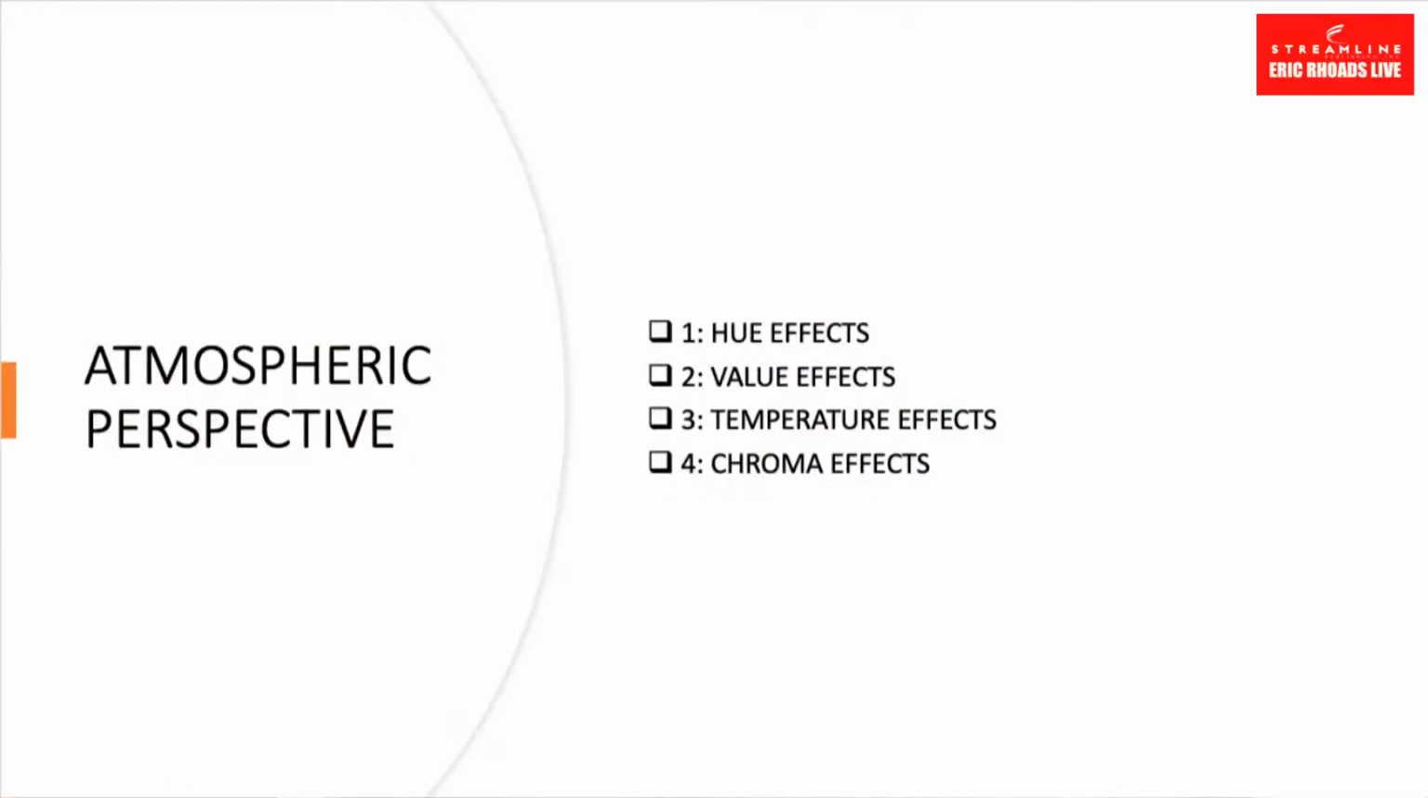So all of that affects atmospheric perspective, and I want to talk a bit about how atmospheric perspective impacts each of these variables. Each of these is a color variable. There are hue effects, value effects, temperature effects, and chroma effects. So let's go to hue effects, because that's the first thing you do: you pick the hue.